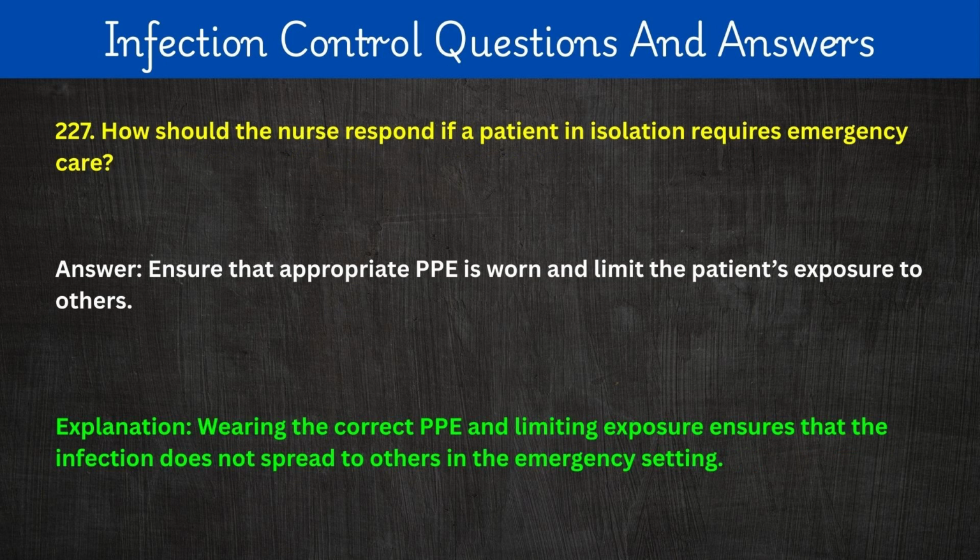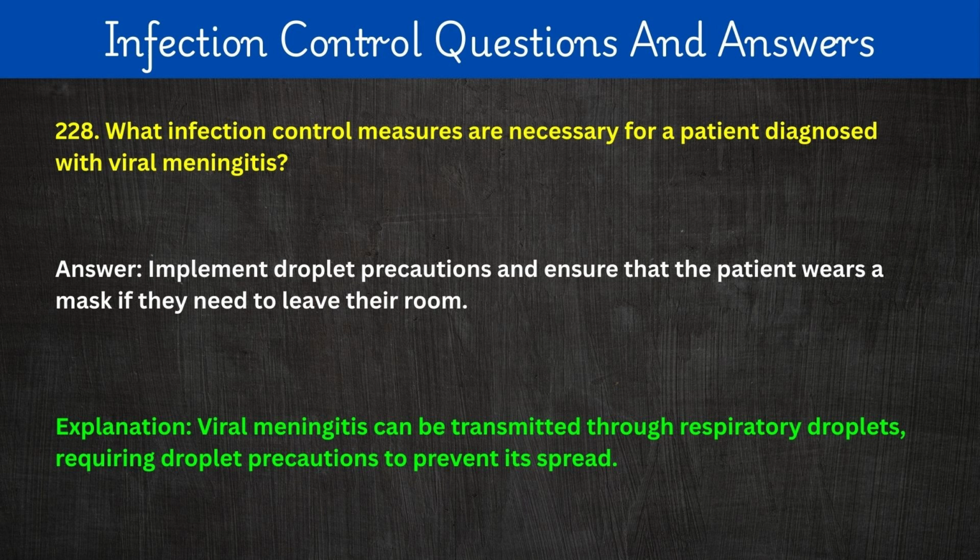227. How should the nurse respond if a patient in isolation requires emergency care? Answer. Ensure that appropriate PPE is worn and limit the patient's exposure to others. Explanation. Wearing the correct PPE and limiting exposure ensures that the infection does not spread to others in the emergency setting.